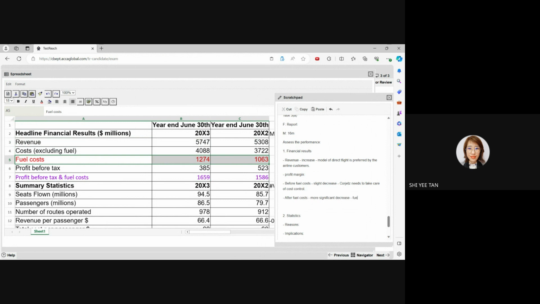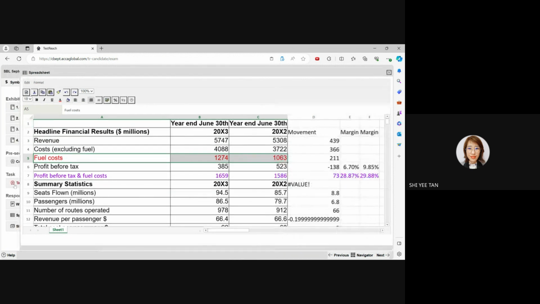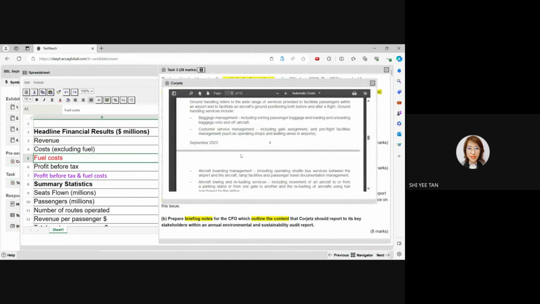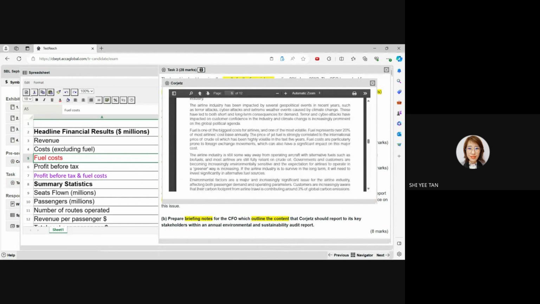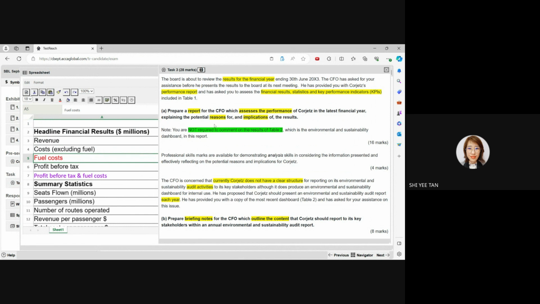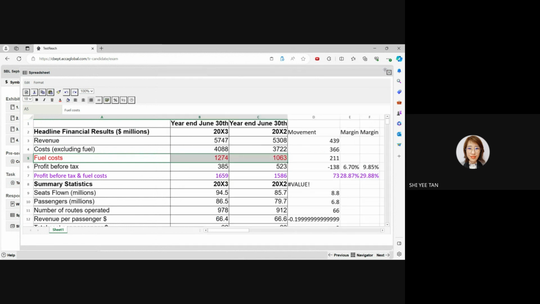So fuel cost is due to the fuel cost volatility. This one you can see in the pristine material, whereby they say the fuel cost is actually very volatile, right? It's most volatile, and it's also subject to foreign exchange movement as well. In the last 5 years, it has been very volatile. So that gives you a reason why your performance is this way.